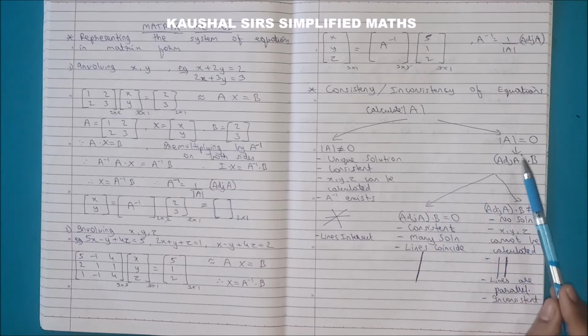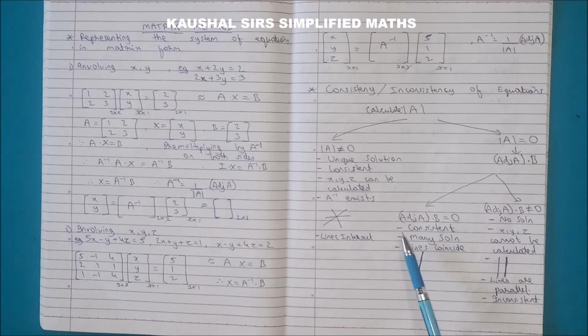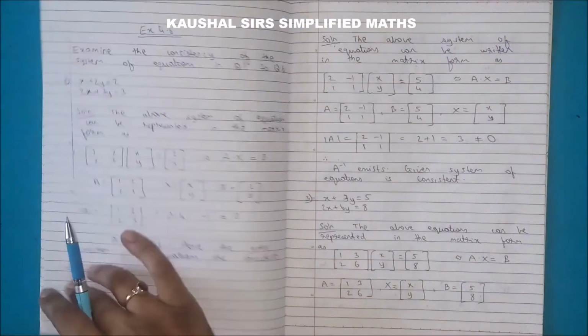ओके, but what if you get determinant of A as 0? तो we will be finding adjoint of A and then you multiply with the matrix B. उसमें भी दो possibilities है. अगर 0 आता है तो you are going to draw your conclusion that the system of equation is consistent and has many solutions. On the other side, if you are getting adjoint of A into B is not equal to 0, तो हम लोग क्या conclusion लिखेंगे, the system of equations are inconsistent and no solution exists. समझ में आ रहा है students? It's very simple. Let's begin with the first question.